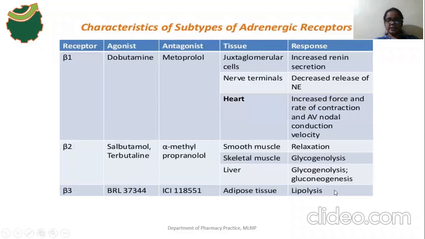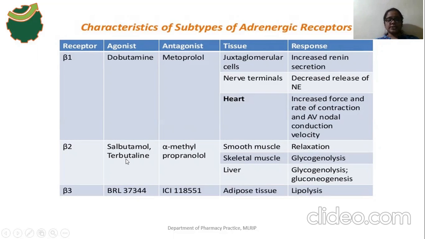Okay, and next beta-1. Beta-1 agonist is dobutamine, antagonist is metoprolol, and beta-1 is located in juxtaglomerular cells. The response is an increase in the release of renin. Beta-1 is also present in nerve terminals, and the effect is a decrease in the release of noradrenaline. Beta-1 is mainly present in the heart, so the heart rate increases, the force of contraction increases, positive inotropic and chronotropic effects occur, and conduction velocity increases at the AV node.